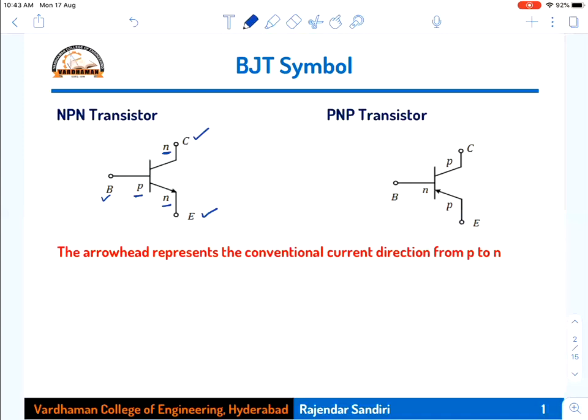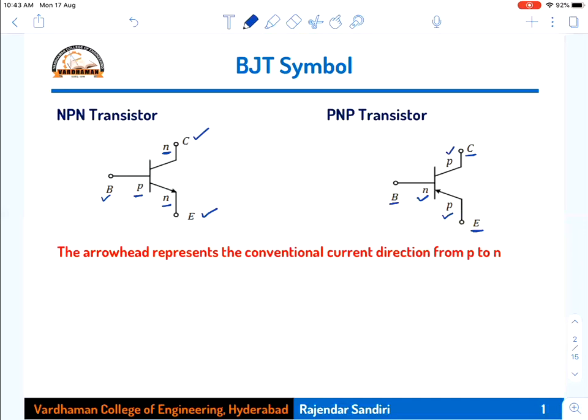Similarly, if you take the PNP transistor, emitter is P type and collector is also P type. These two, emitter and collector, are of P type. Then the base is of N type in case of PNP transistor. Okay, now the symbol is represented like this.